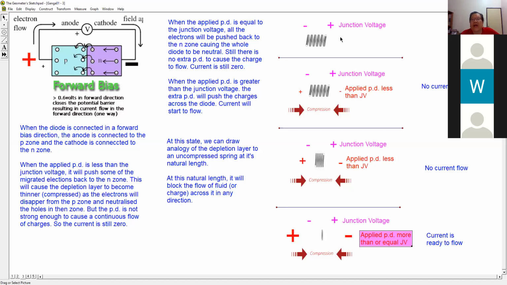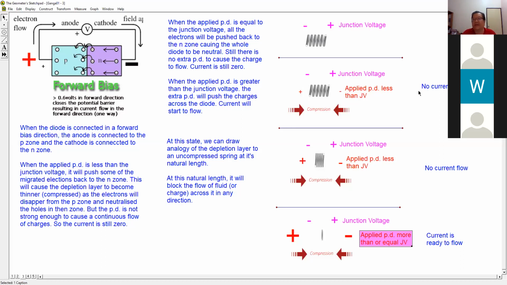Okay, you see the analogy here. Now the depletion zone is like a spring like this, and when we apply a positive terminal over this side and a negative terminal on this side, we're actually pushing the depletion zone, pushing the negative charge back to the other side, pushing the positive charge back to the other side. So we're actually compressing the depletion zone, or the depletion layer.